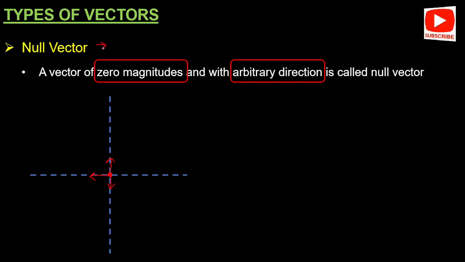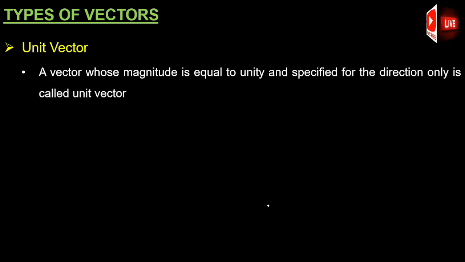The null vector is denoted by O with an arrow on it. It is used to balance vector equations. For example, if vector A is equal to vector B, then vector A minus vector B is equal to the null vector. Let's move toward the unit vector. It is defined as a vector whose magnitude is equal to unity and specified for the direction only is called unit vector. Let's understand this with an example also.